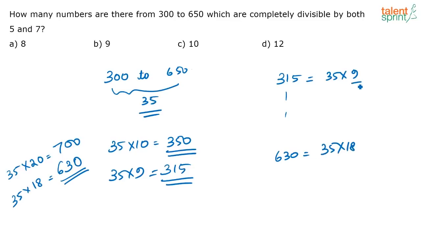So all the multiples of 35 from 9 to 18 are the multiples between 300 and 650 which are divisible by 5 and 7. So how many such numbers are there? It is 10 such numbers. Shrey, how do you say 9? It is 10. See, you have 35 into 9, 10, 11, 12, 13, 14, 15, 16, 17, 18. Because you have to include 9 and 18, as they are also within the limit. So totally you will have 10 such numbers. So the correct answer here is option C, that is 10. Is it clear?